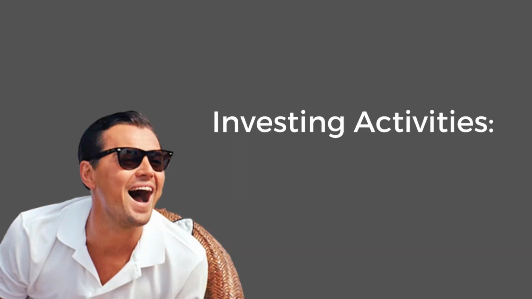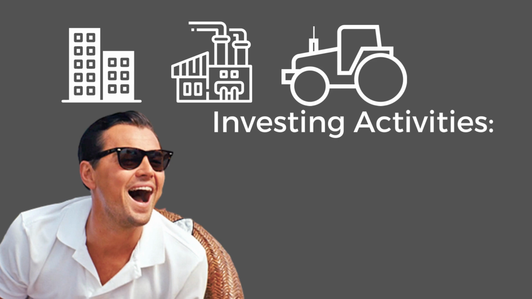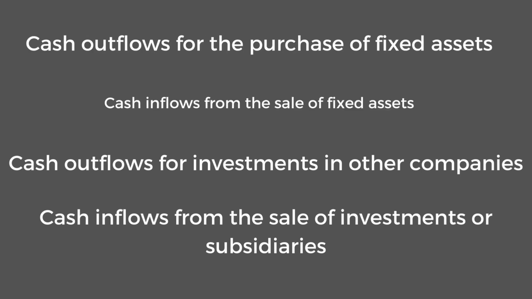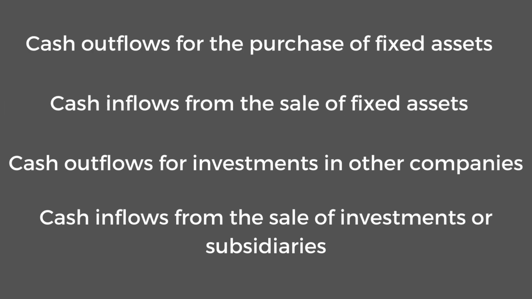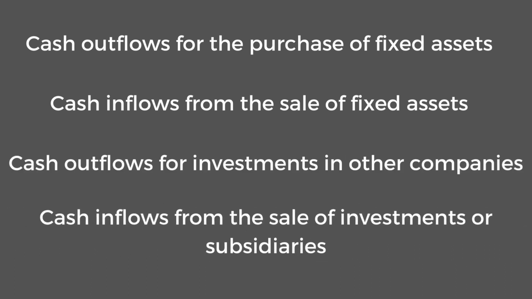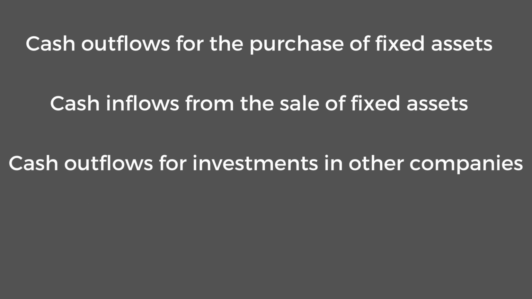Investing activities. This section covers cash flows related to the acquisition and disposal of long-term assets, such as property, plant, and equipment. Investing activities typically include cash outflows for the purchase of fixed assets, cash inflows from the sale of fixed assets, cash outflows for investments in other companies, cash inflows from the sale of investments or subsidiaries.